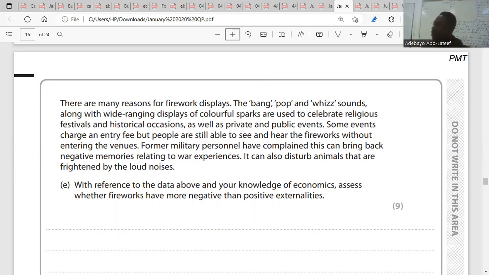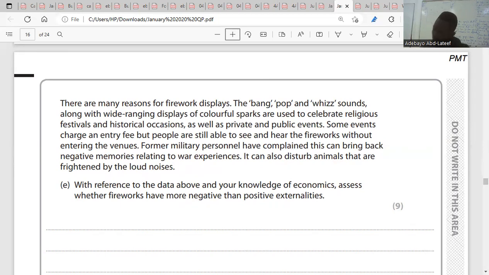So the first thing we need to talk about is to define externalities. What are externalities? The spillover as a result of production or consumption. The spillover effect of production or consumption is what we call externalities. The positive externality is the external benefit. The negative externality is the external cost. I think that is clear. So let's talk about how it has a negative impact to the society, because we don't have much time.